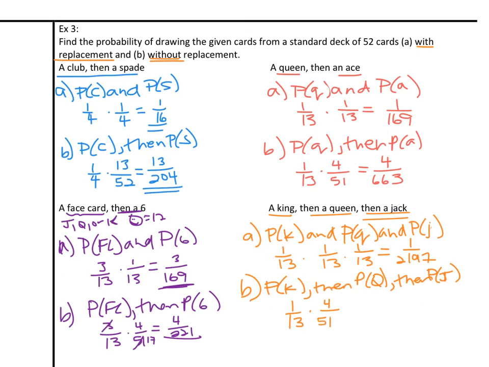Then it even changes for the jack. If we don't put that queen back, there are only 50 cards left. And there are 4 jacks, so 4 out of 50 would be 2 out of 25. Check out this probability. If we multiply the numerators together, 1 times 4 times 2 is 8. All over, 13 times 51 times 25 is going to be 16,575. That looks like it's the least likely option of all of these with a standard deck of cards.